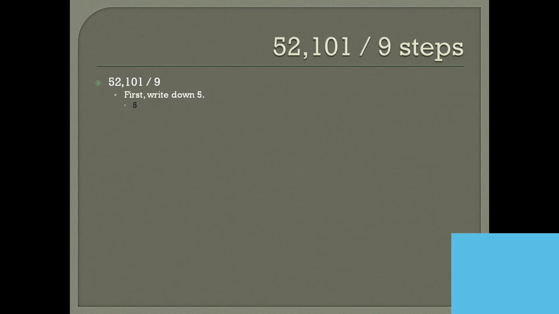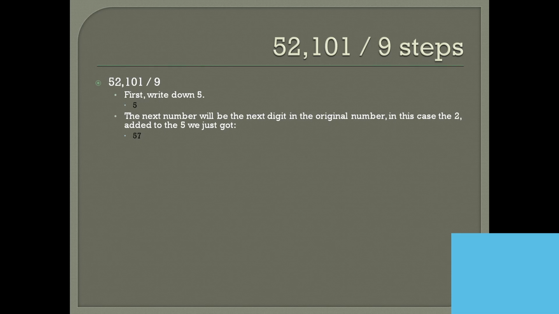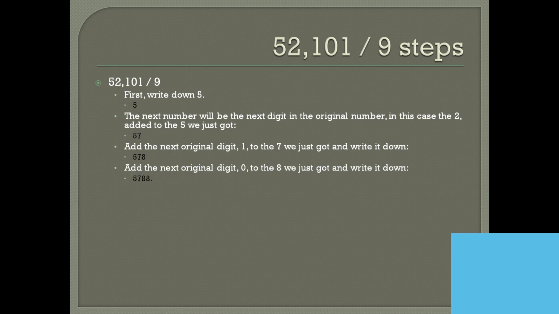Now the next number in 52101 is that 2. Simply add the 5 from our answer to the 2 in that second digit to get 7. Now we have an answer that we say is going to begin with 57. And we just repeat that process. The next number in the original number is 1, so we add 1 to our 7 and write down 8. 578. Next up we have a 0. Well, 8 plus 0 is just 8 again, so we would write down 8, and we'd have 5788.